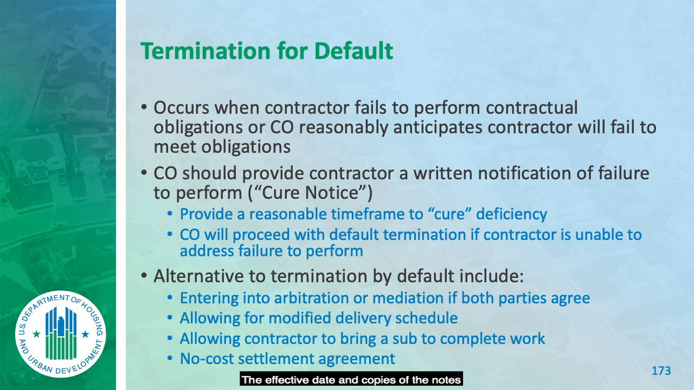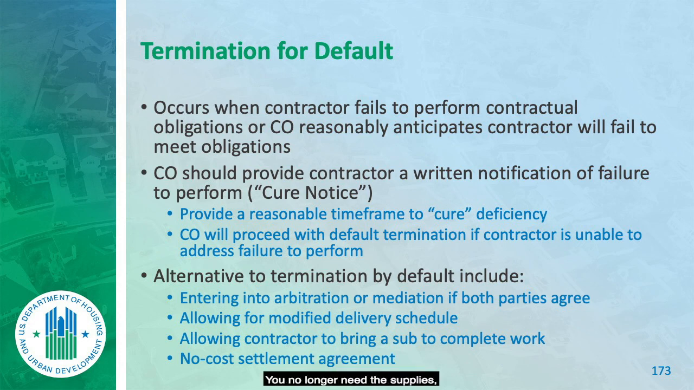The effective date and copies of the notices sent to their surety. If it's construction, you need to notify the surety. If it's construction and you have a surety, meaning the Circular 570 compliant surety.